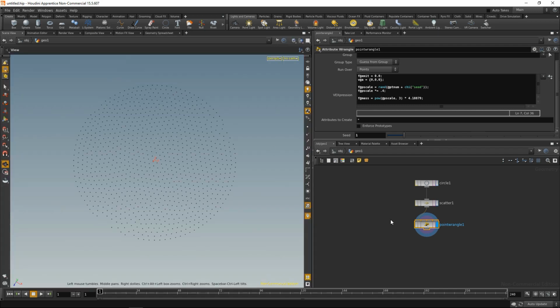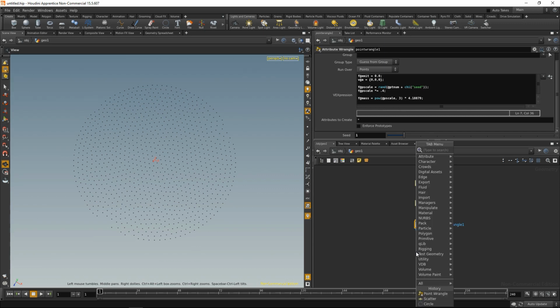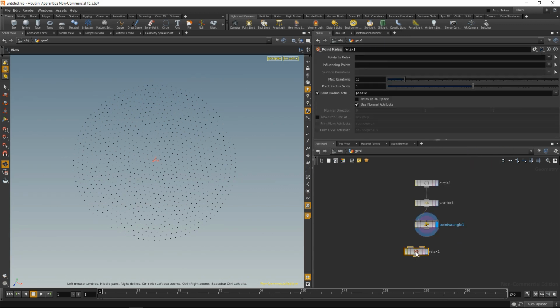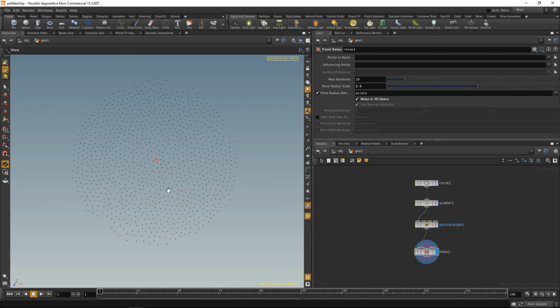One thing that I'd like to do before going into building my particle system is relax the particles again, because now they have a p-scale value written on them, so they might be intersecting when we clone spheres on them. So let's just drop down a point relax, wire up the points. As my points don't have normals yet, just check relax in 3D space and increase the point radius scale a bit, so that the points will be spaced apart even more than the normal radius. 1.5, so they are getting pushed apart a bit further.